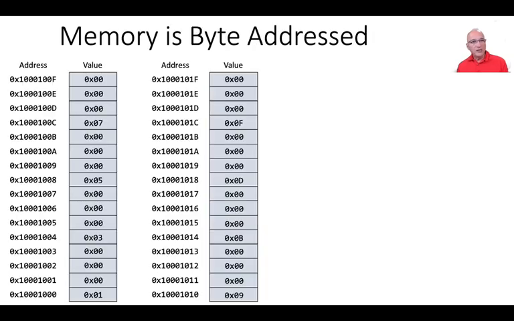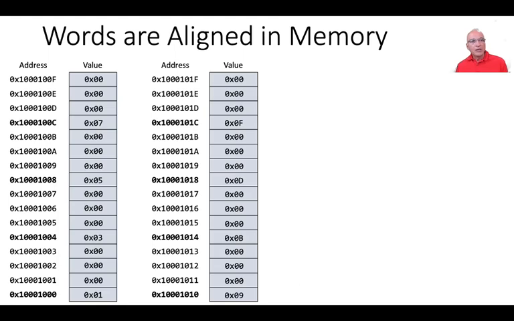So memory is byte addressed. There is one separate address for each byte in memory, and each address is identifying one 8-bit byte. Remember, a byte contains 8 bits. The words must be aligned in memory because each word is 4 bytes. You cannot start a word, for example, at an odd address. Every word has to start at an address that's a multiple of 4.